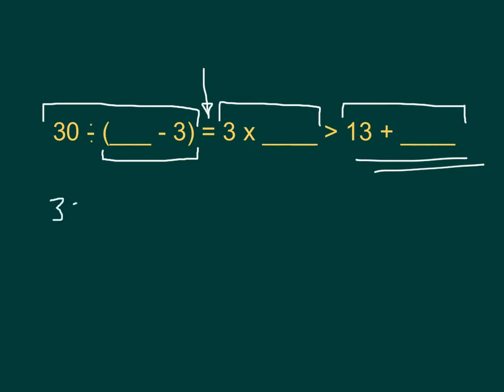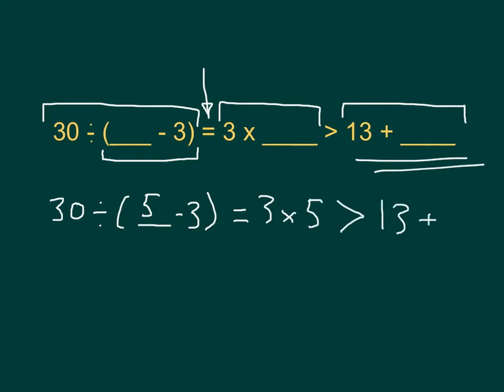So 30 divided by, and I need to think, well, what must the bracket be if I'm going to be dividing 2 in total? And of course, if I make that number 5, 5 subtract 3, that would give me 2. And so I need to make that the same as this one. So if I have 3 times 5, that would work, and then I could do 13 plus 1.